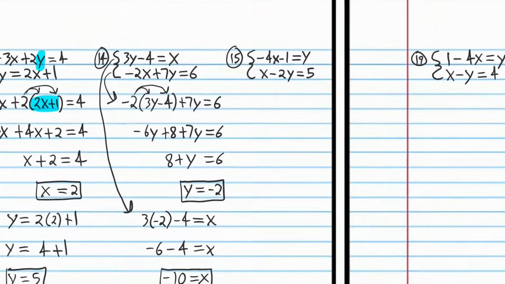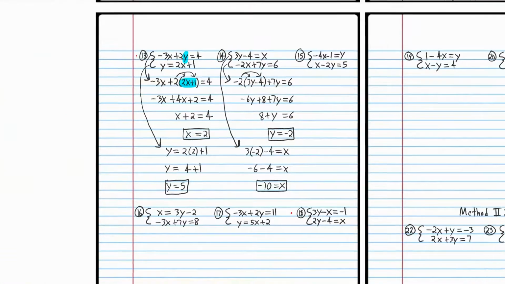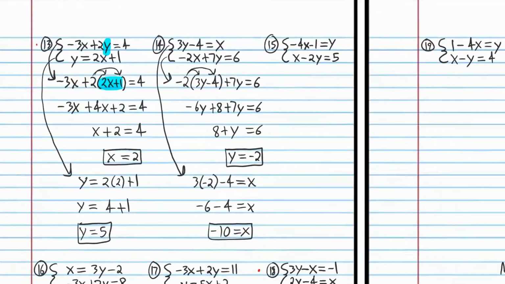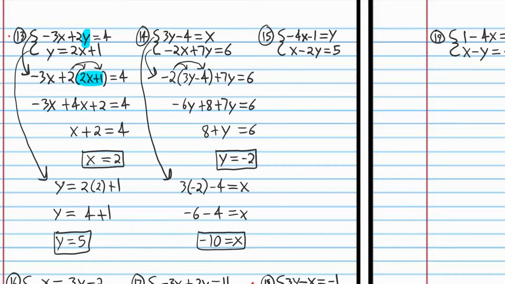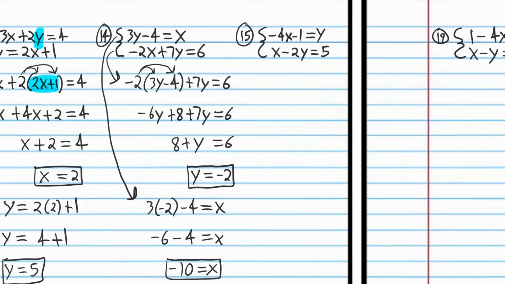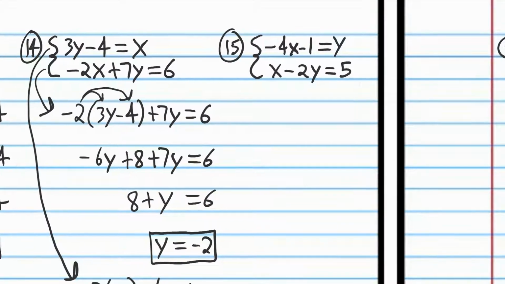All right, so on to number 15. Again, you have to use distribution to get rid of those parentheses. So why don't you try number 15, and when you come back, we'll do it together. All right, we're back. So this is the equation where y is solved for. I'm going to take the other equation and rewrite it, except instead of y, I'm going to write what y equals.